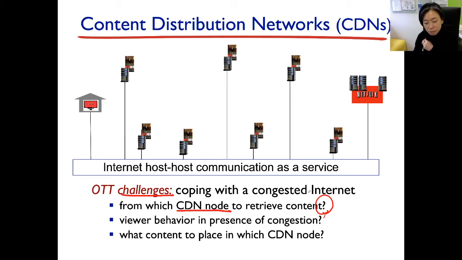Second, in the presence of congestion, well, congestion comes in at a very light level, sometimes at a very heavy level. Would viewers be really unhappy about a certain level of congestion? It might really depend. So how do you know when to switch from one CDN node to another one?